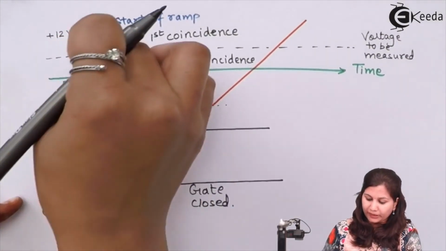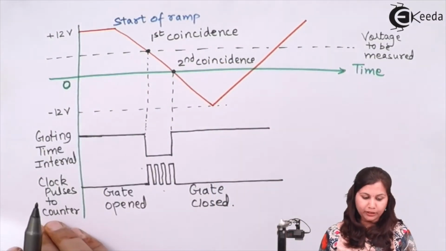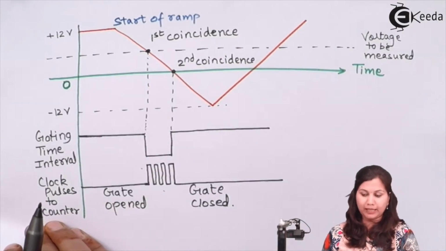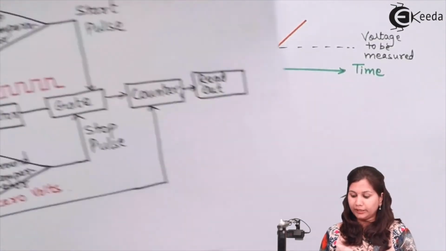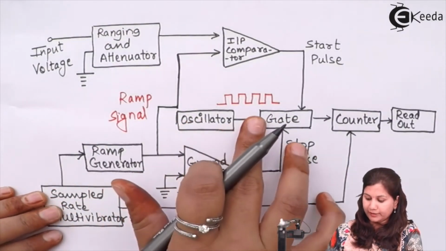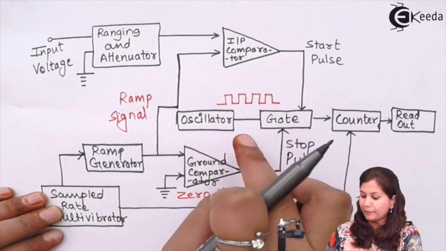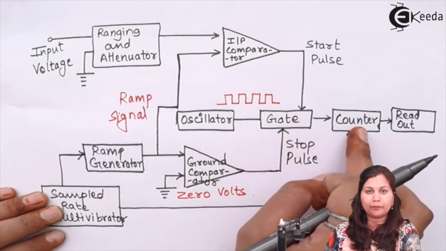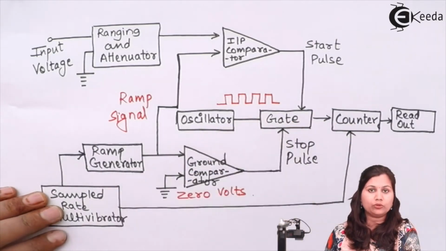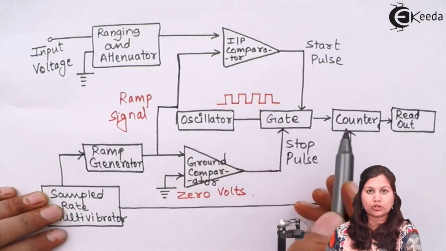As we are using here, you can see that in the working principle we have used a negative going ramp. So when this negative going ramp is equal to the input voltage, the input comparator is going to generate the pulse, and this pulse is provided to the gate. Now this gate is connected with the oscillator. This clock oscillator is providing the clock pulses to the gate. The gate is open, so these clock pulses pass through the gate and are provided to the counter. The counter is going to start counting the number of pulses passing through it.